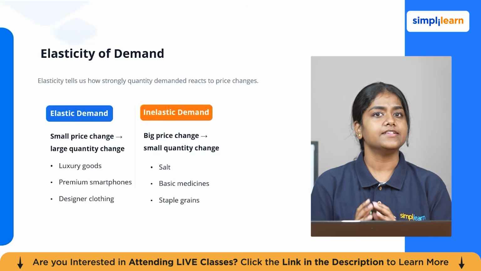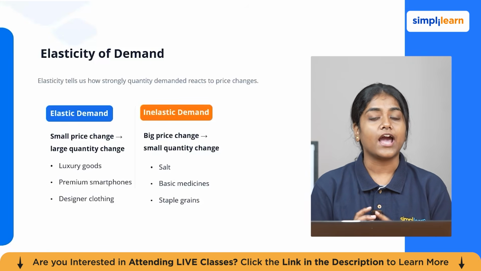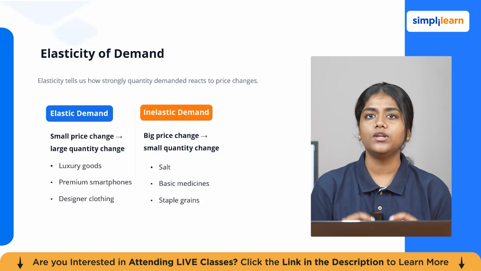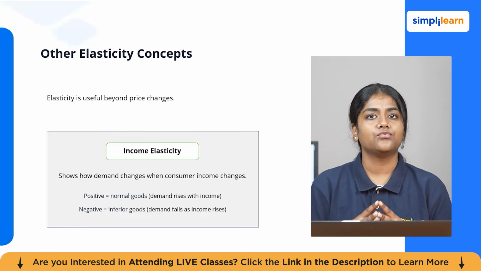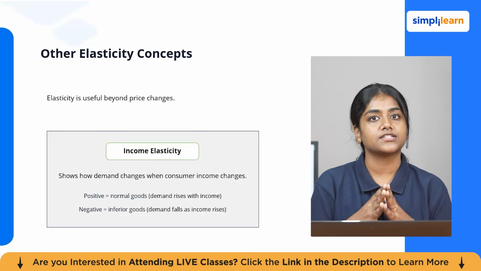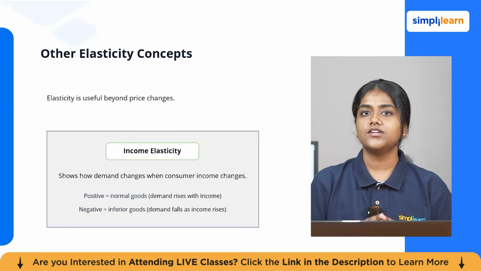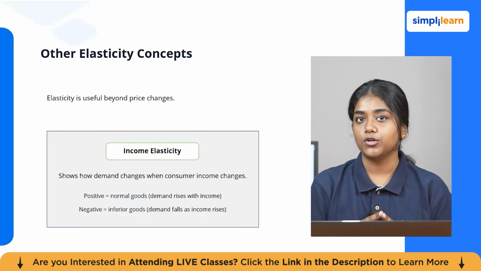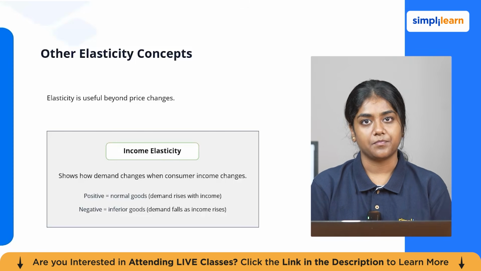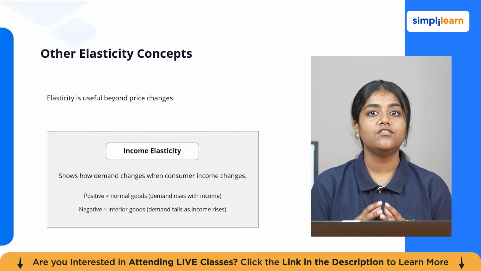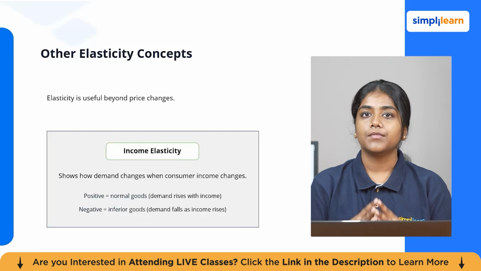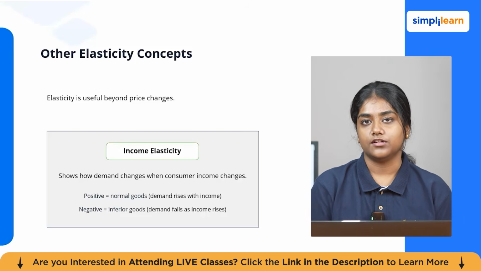But if your product has elastic demand, raising price could actually hurt total revenue because you will lose a disproportionate number of customers. Income elasticity of demand measures how demand shifts as consumer income changes. Positive income elasticity means it's a normal good: demand rises with income. Negative income elasticity means it's an inferior good: demand falls as income rises because consumers upgrade to better alternatives.